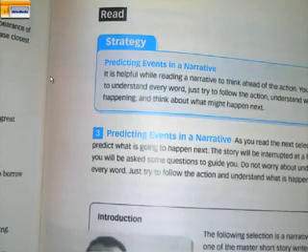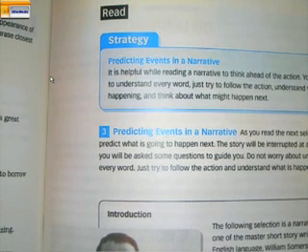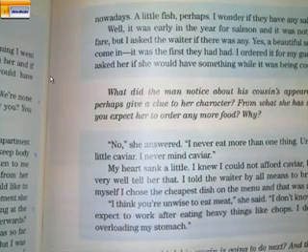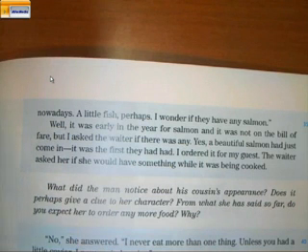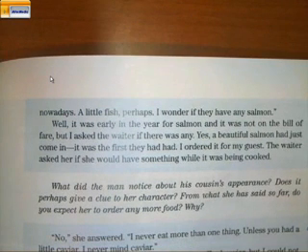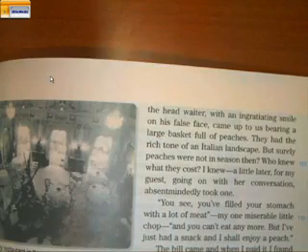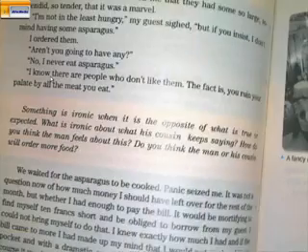So the strategy here, as I said, is predicting events in a narrative, anticipating what's going to happen next, and as I told you, this is a very good way in reading a short story. So we'll see here, after each paragraph, there are some questions to help you anticipate and predict. What did the man notice about his cousin's appearance? Does it perhaps give a clue to her character? And so on. After each paragraph you will find these questions.